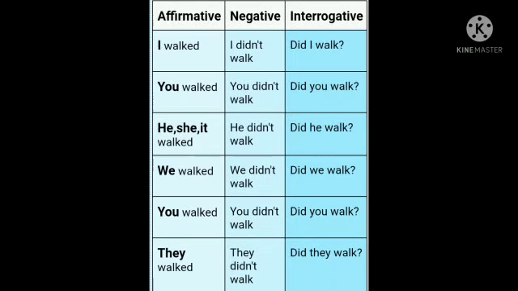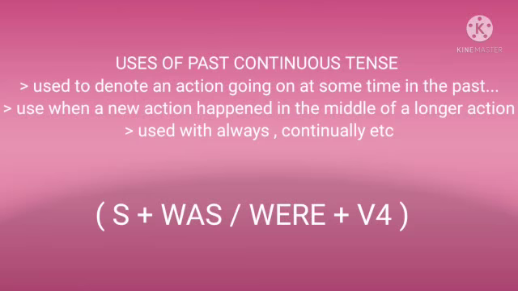So these are all kinds of affirmative, negative and interrogative patterns. Now the second one is past continuous tense, and the format is subject plus was or were plus V4. Now here comes the note. You can see was is used with singular, as was is the past form of is, and were is used with plural, where were is the past form of are. Here comes the example. I was going to market, they were going to market.